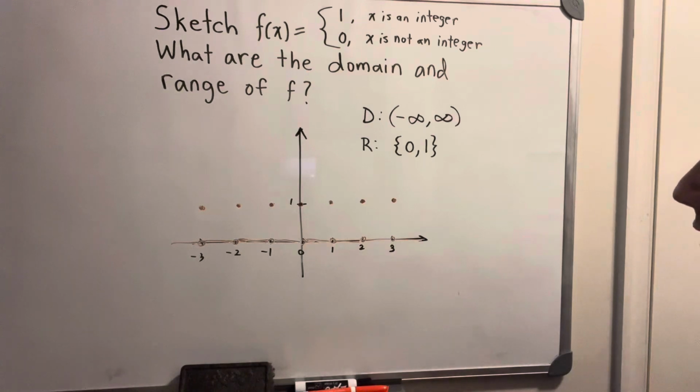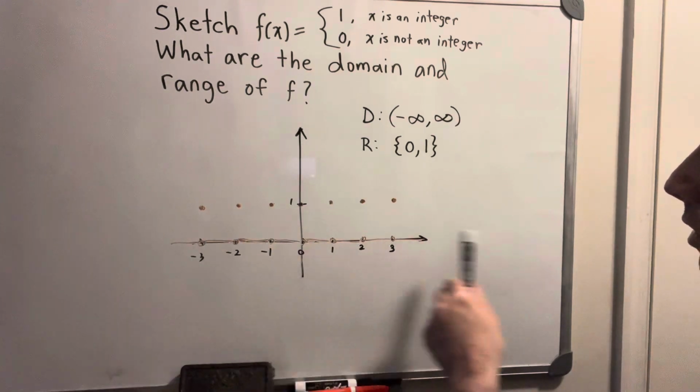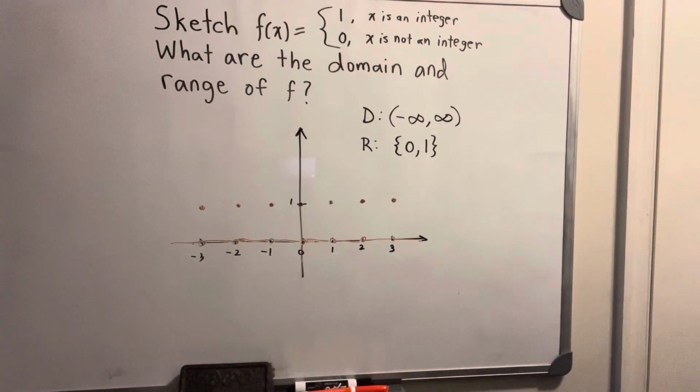So we've sketched it. It looks like this. And the domain is the set of all real numbers. And the range is specifically the set including 0 and 1.